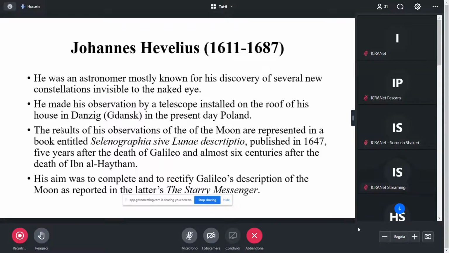The results of his observations of the moon are represented in this book, Selenographia, the description of the moon. It was published in 1647, 5 years after the death of Galileo, and almost 6 centuries after the death of Ibn al-Haytham. His aim in this book was to rectify and to complete Galileo's description of the surface of the moon as reported in Galileo's famous book, The Starry Messenger.